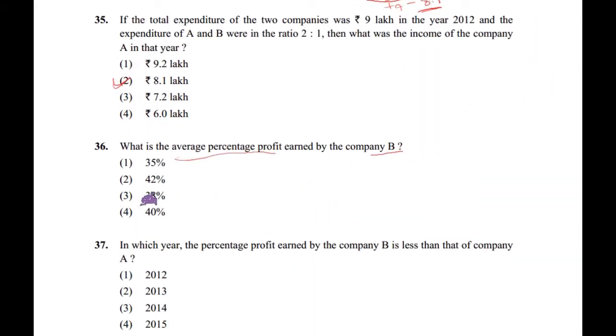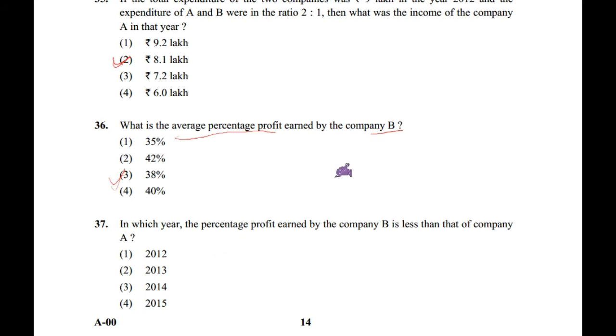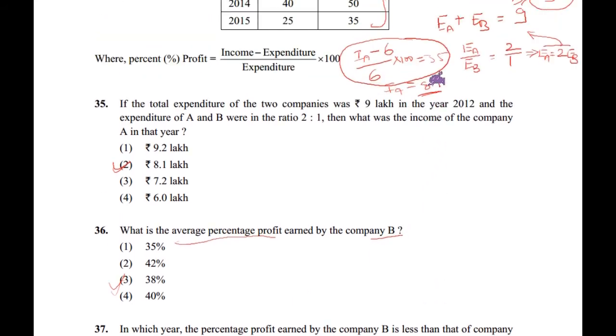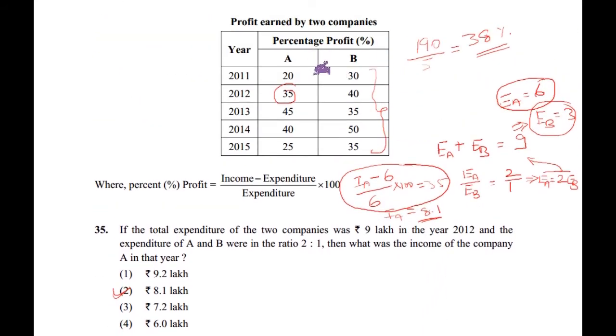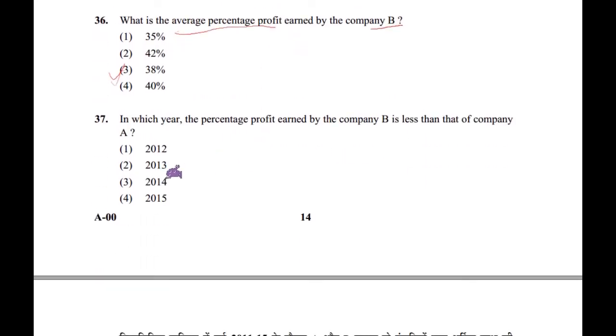So now the correct option is the third one. In which year is the percentage profit earned by company B less than that of company A? From the table you can easily observe that the profit is increasing, increasing, decreasing, increasing, increasing. So only in 2013 is the profit of company B less than the profit of company A. So our correct option is 2013. Option 2 is the correct one.